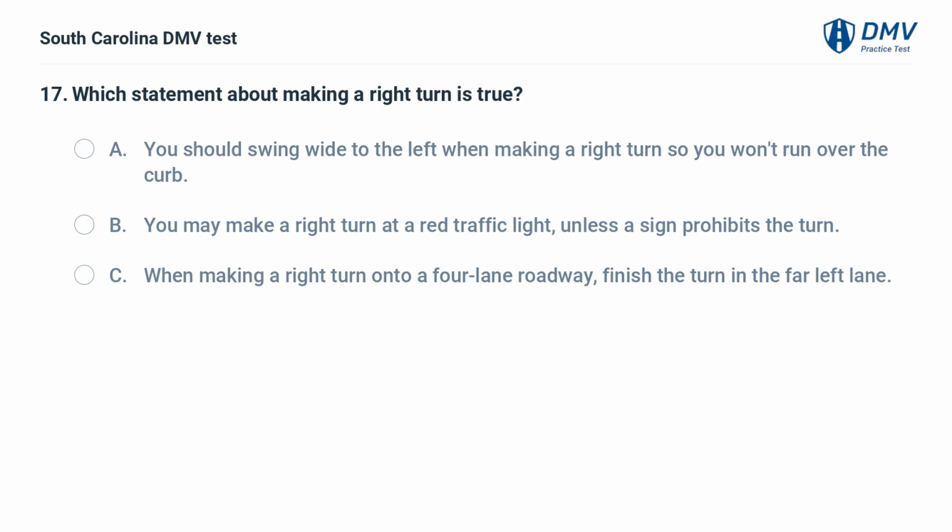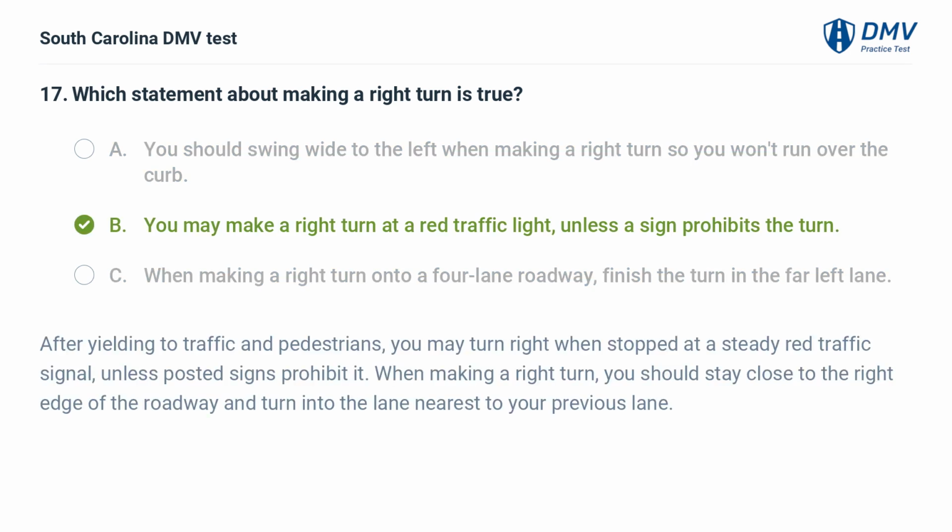Which statement about making a right turn is true? A. You should swing wide to the left when making a right turn so you won't run over the curb. B. You may make a right turn at a red traffic light, unless a sign prohibits the turn. C. When making a right turn onto a 4-lane roadway, finish the turn in the far left lane. B. You may make a right turn at a red traffic light, unless a sign prohibits the turn.